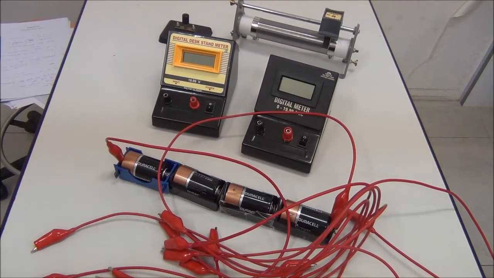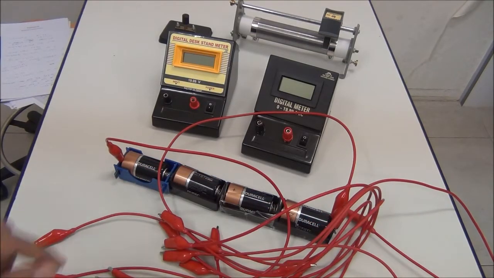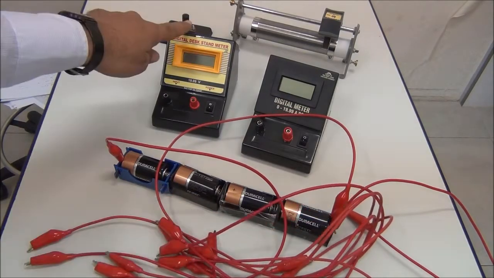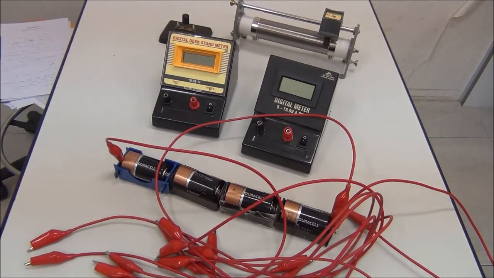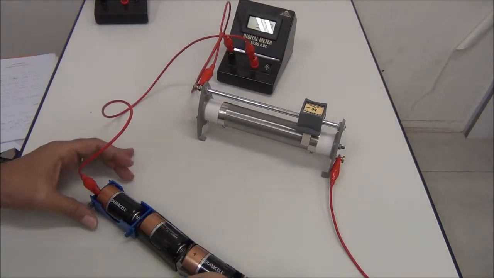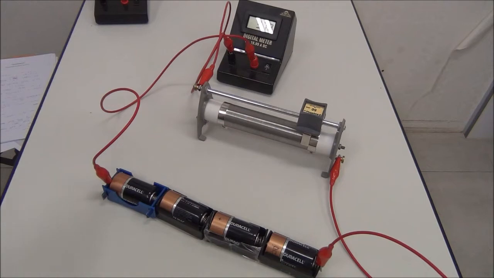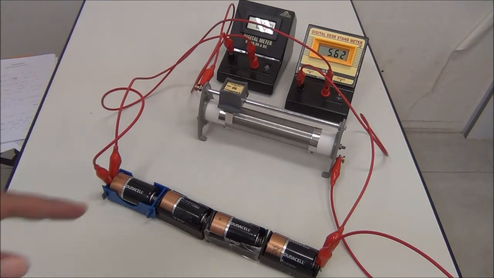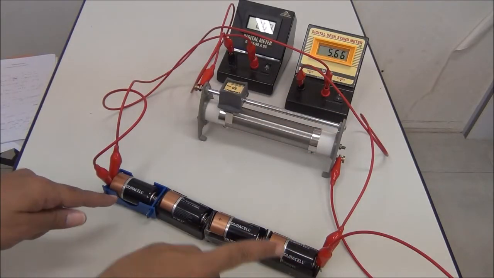The apparatus: 6 volt battery, variable resistor, connecting wires, digital voltmeter and digital ammeter. We start to connect the circuit as shown. Now we just connect here. It is the simple circuit without connection of the voltmeter. Now we connect the voltmeter in parallel to the battery.